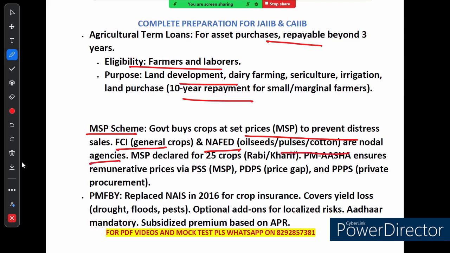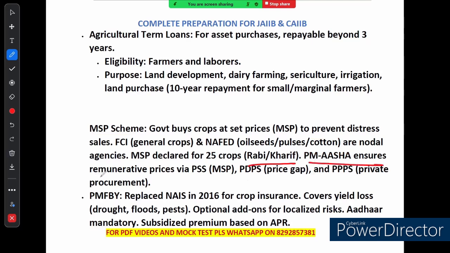The government sets MSP for 25 crops that include Rabi and Kharif, across the two main farming seasons, that is Rabi and Kharif. Now there is something called the PM AASHA scheme. This scheme ensures that farmers get a fair price for their crop. It includes PSS, that is the price support scheme, where the government buys crops at MSP.